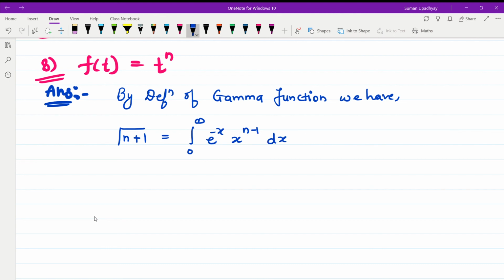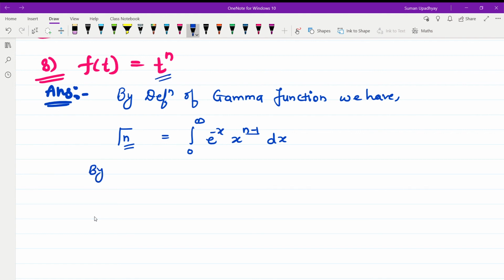Okay, wait, I've written something wrong. Alright, so gamma of n is equal to the integration from 0 to infinity of e raised to minus x, x raised to n minus 1. So when you're having n over here, the power of x is n minus 1. That's the only thing you have to remember. Okay, so let us do that. We have to find out the Laplace transformation of t raised to n.